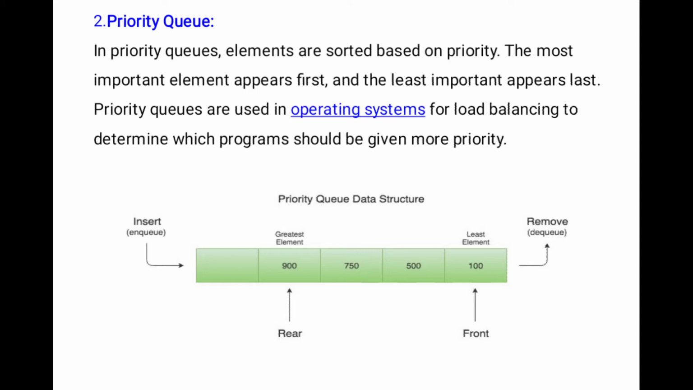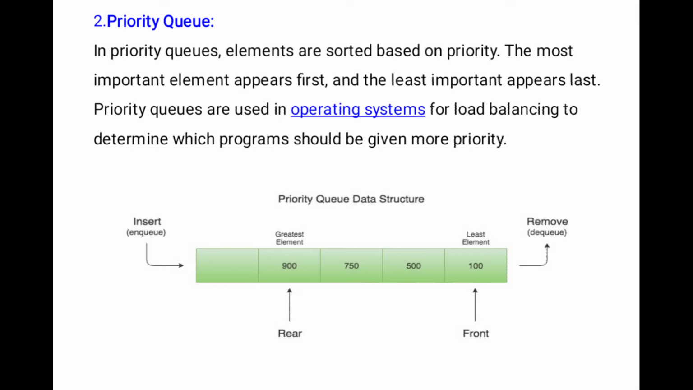So all elements are arranged in order in a queue. Which type of arrangement? That means priority. The most important element: to find which element is the most important element, that element appears first.